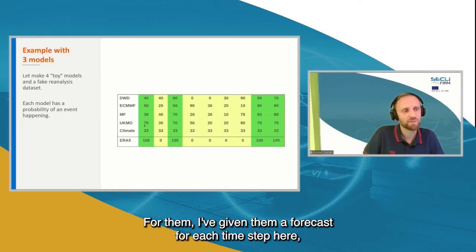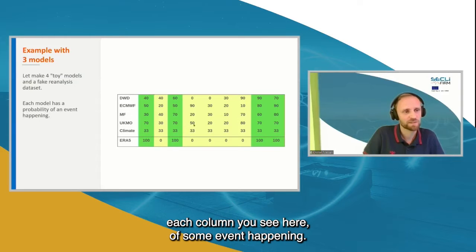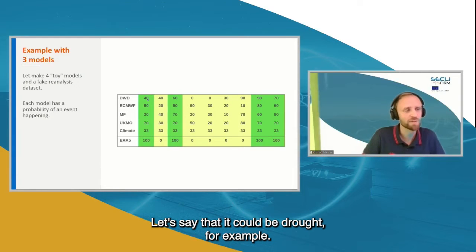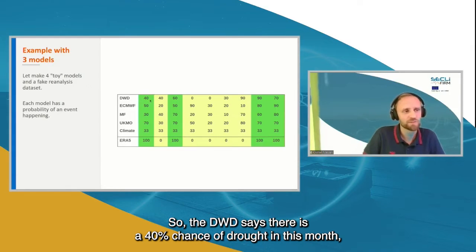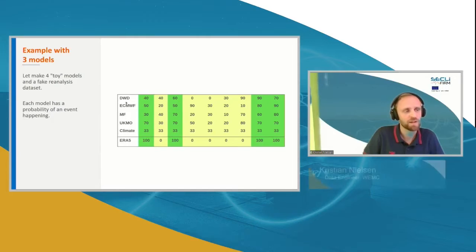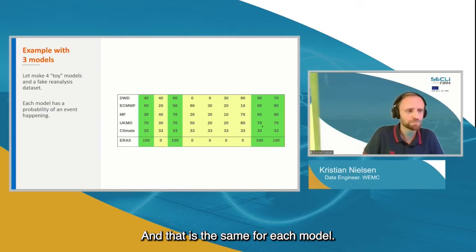For them, I've given a forecast for each time step here, each column you see here, of some event happening. It doesn't matter what the event is. Let's say that it could be drought, for example. So the DWD says there's a 40% chance of drought in this month, and 40 in this, and 60 in this, and 0 and 0, and so on. And that's the same for each model.